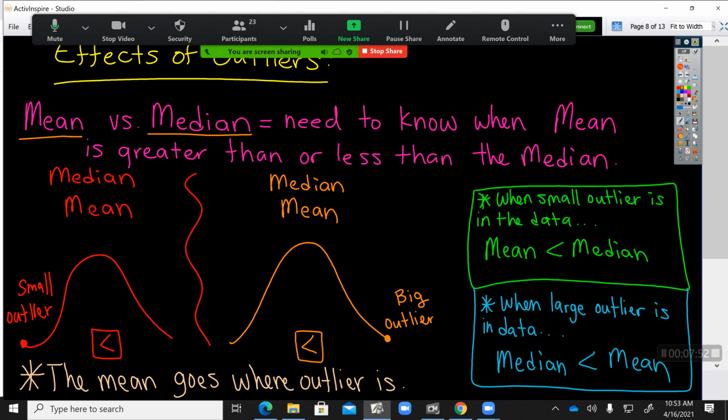So I have an easy trick to teach you that. The bottom statement is what explains the trick. The bottom statement says the mean goes where the outlier is. So if there's a small outlier, which means there's a small number that's very different from the rest, then the word mean is going to go to that side. That would just mean that the mean is less than the median when there's a small outlier.